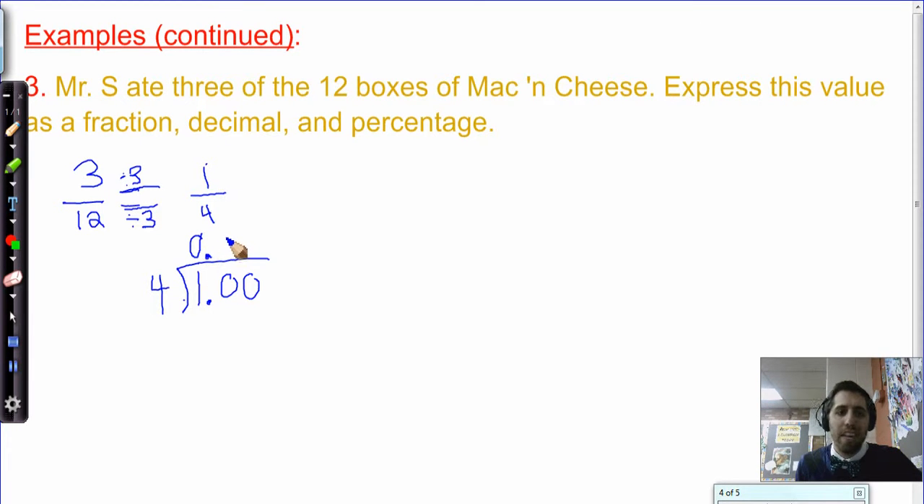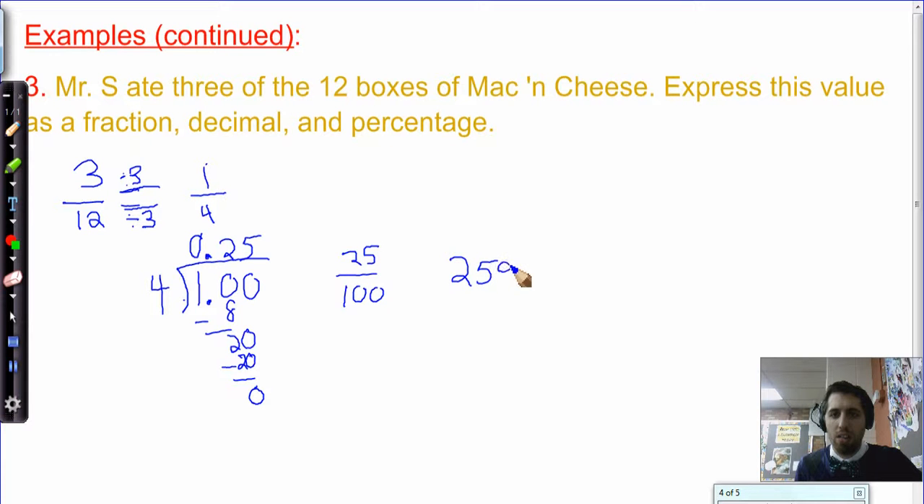4 goes into 10 twice. That goes 8. Subtract, we get 2, bring down a 0. 4 times 5 is 20. Okay, we're all good here. 25 hundredths. Now the easiest way to do this, I think, would be to say, okay, if the decimal is 25 hundredths, what's our percentage? Well, it's just the numerator when our denominator is 100. So this would be 25%. 25 out of 100 is 25%.